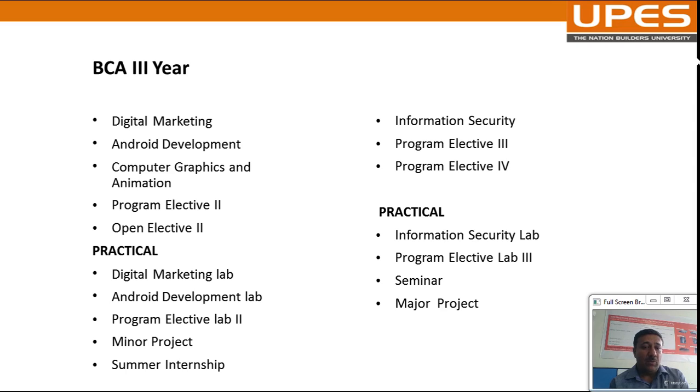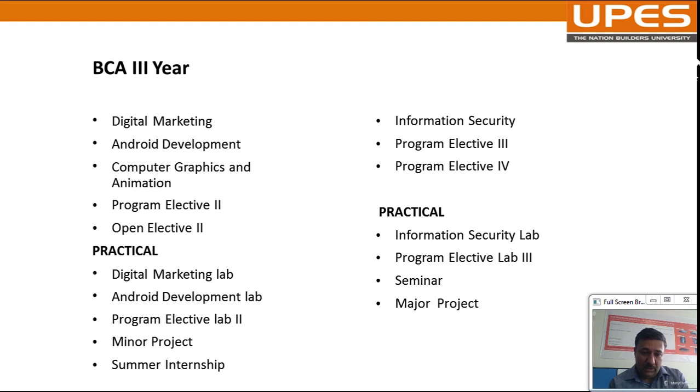And the third paper we have is computer graphics and animation. Those students who are creative-minded and want to go for the gaming industry, or somewhere else where graphics is required, for them we introduce a computer graphics paper. Next, we have another program elective 2 and open elective 2. We again have a list of choices of subjects leading to different certifications. Students will opt as per their interest.